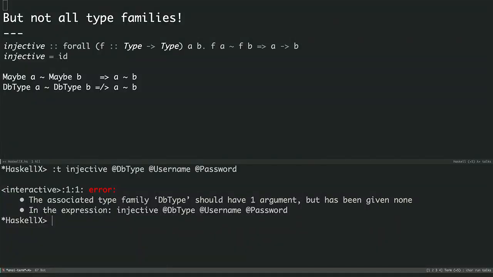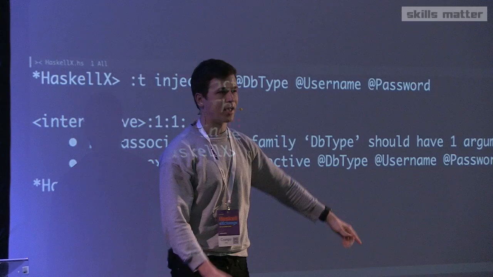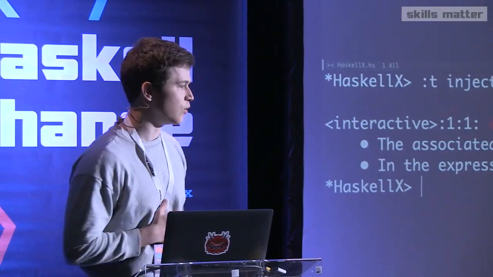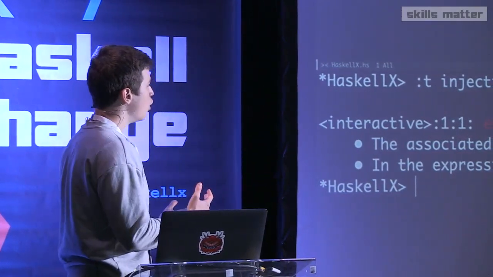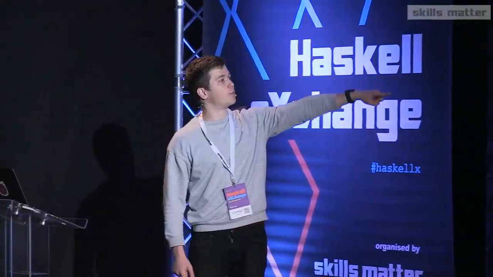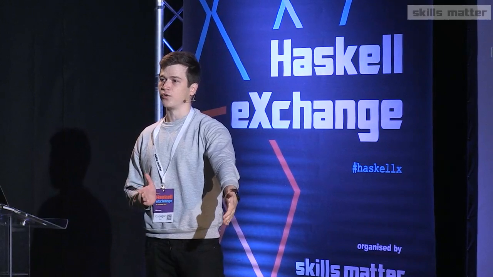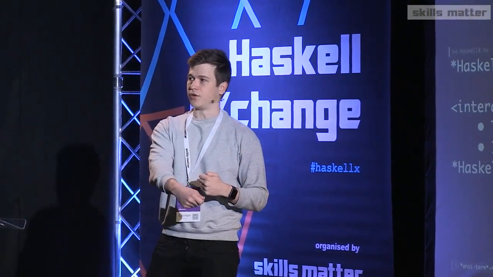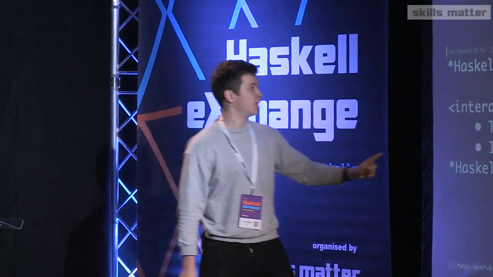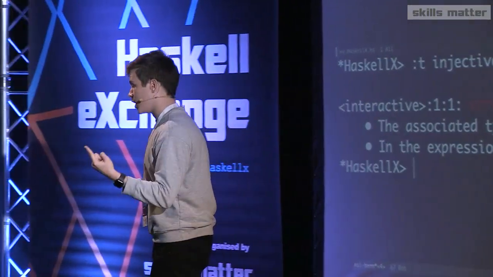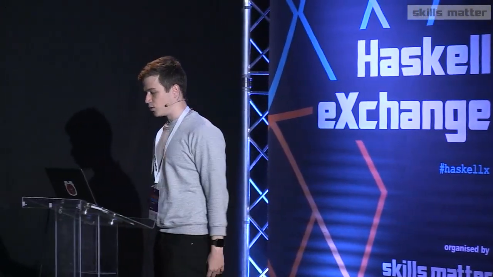So for those at the back, this is saying the associated type family DBType should have one argument but has been given none. So this is the saturation restriction, which is in order to avoid being able to instantiate F with arbitrary type families. GHC requires that every time we mention a type family, it has to be fully saturated, or in other words, fully applied to every one of its arguments. So here DBType appears unsaturated because it would take one argument and we haven't provided any. So this is not allowed.